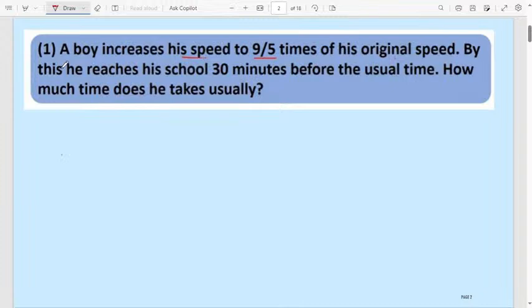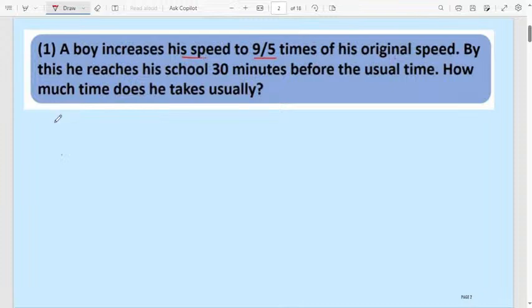Okay. First question. A boy increases his speed to 9/5 times of his original speed. By this, he reaches his school 30 minutes before the usual time. Then how much time does he take usually?